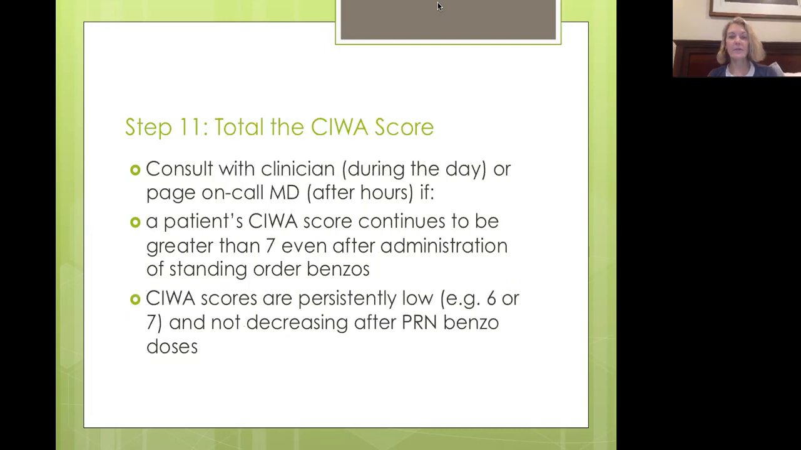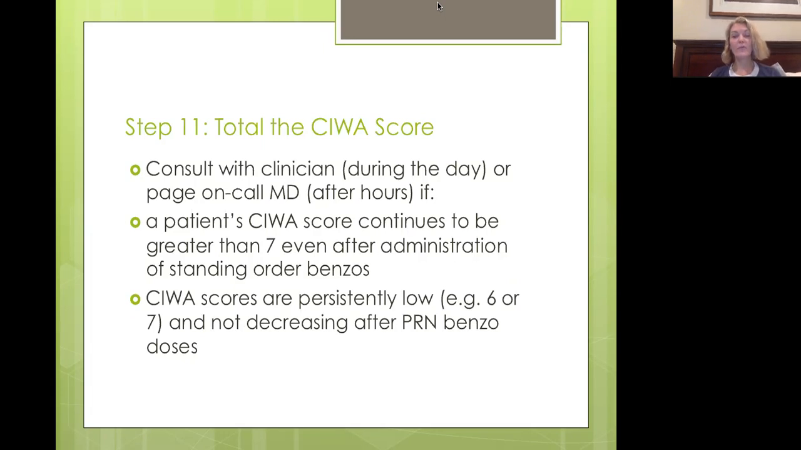Your final step is to total the CIWA score. And you want to consult with the day shift clinician or the FPOD clinician or page the on-call MD after hours. If a patient's CIWA score continues to be greater than 7, even after administration of standing order benzos, this is because they're just not getting any better.